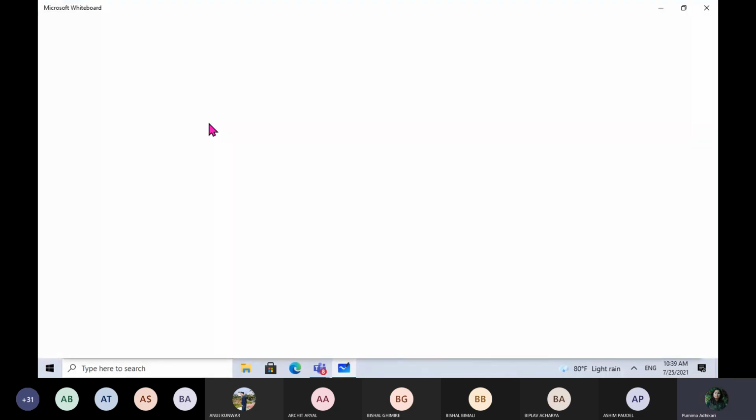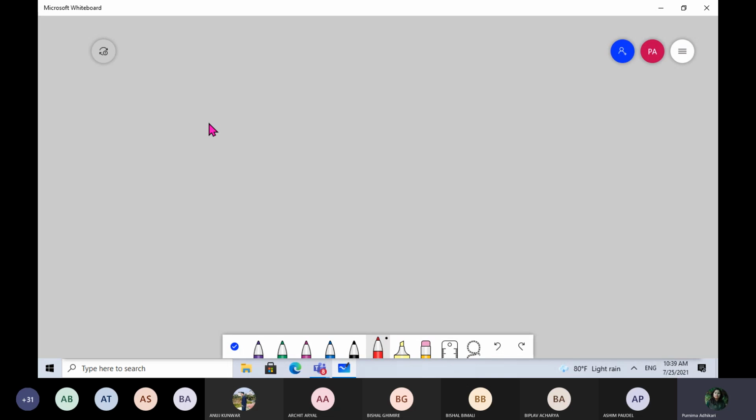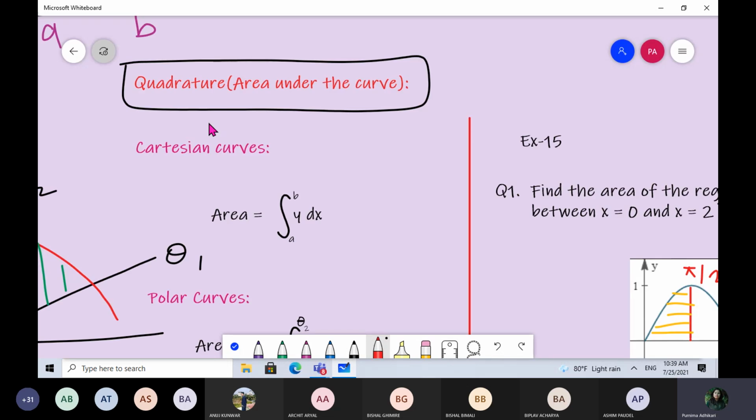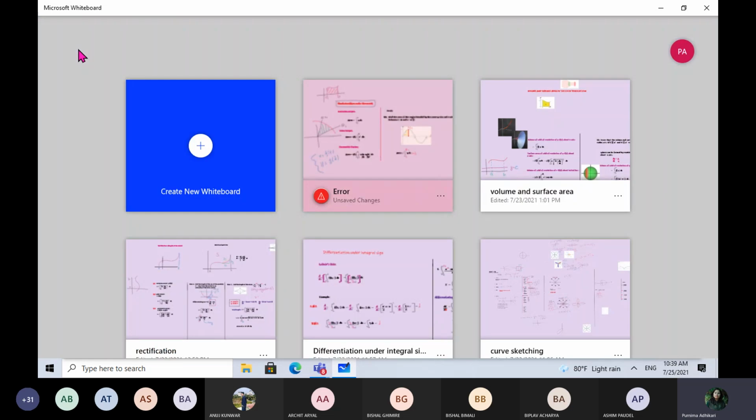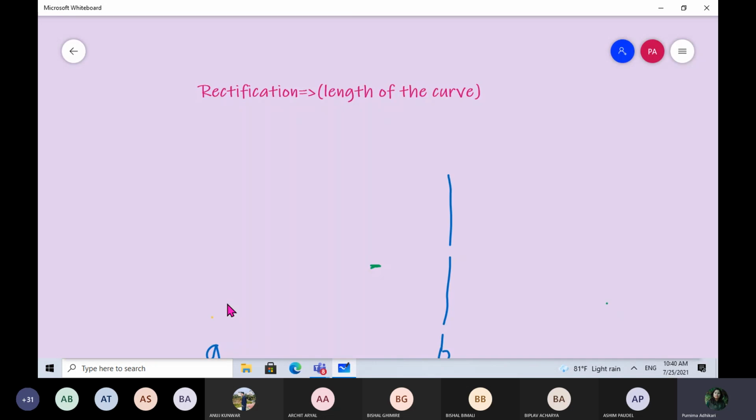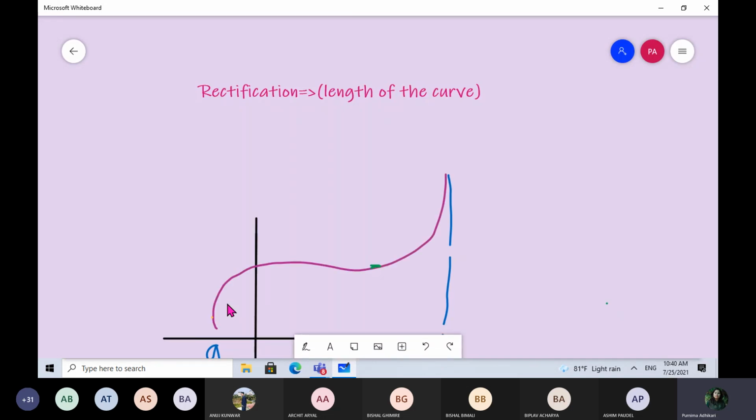In rectification, so the area part is complete, area under the curve. So till now you were just aware that application of integration is to find out area under the curve, but we can use it in many other ways also. We can not only find out area under the curve, we can also find out length of the curve. Okay, length of the curve. So now let's see what logic is applied when you find out length of the curve.